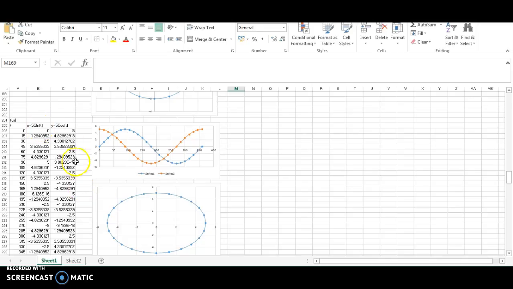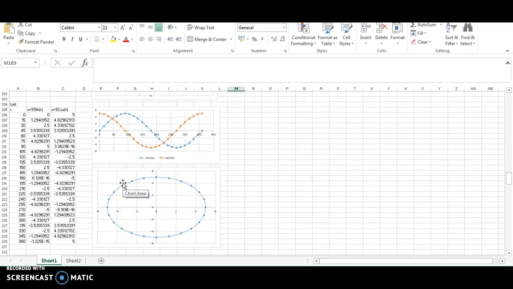And this time, it's a circle that's moving at a speed of 1 degree per second. And I have it going up in multiples of 15, and then it starts here at 0 and 5, and then goes around clockwise because sine is first.